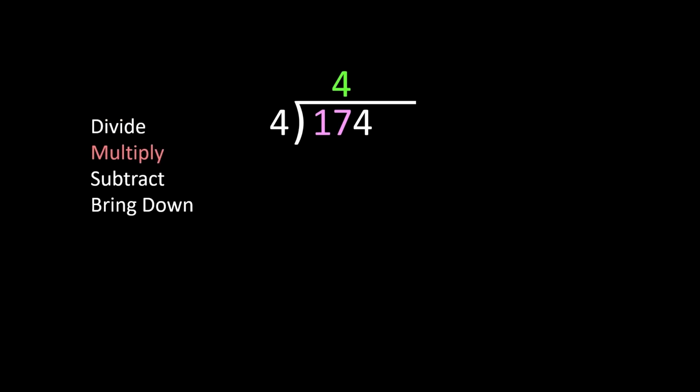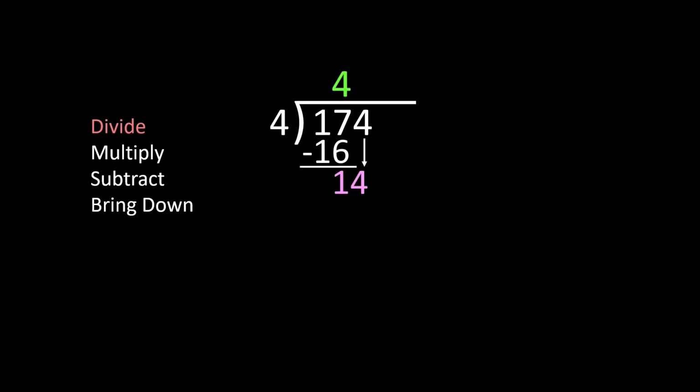Now it's time to multiply. 4 times 4 is 16. Then I'll subtract. 17 minus 16 is 1. Then my next step is to bring down. If there's a number remaining in the dividend, I need to bring it down. Well, the 4 is still in my dividend, so I need to bring the 4 straight down. Then, because I brought a number down, I have to go back and divide. I'm dividing 14 by 4 this time.